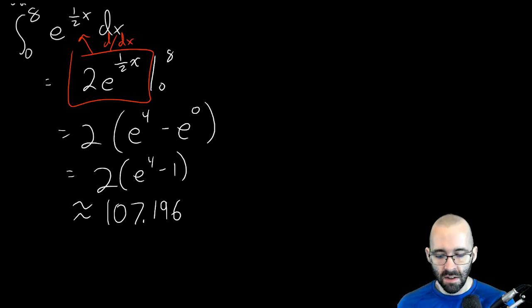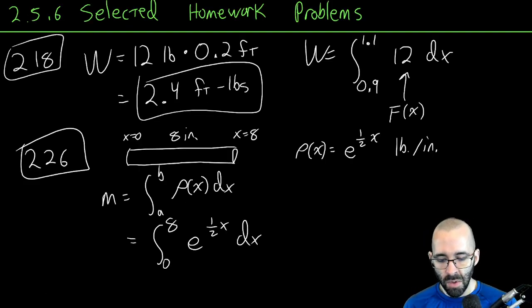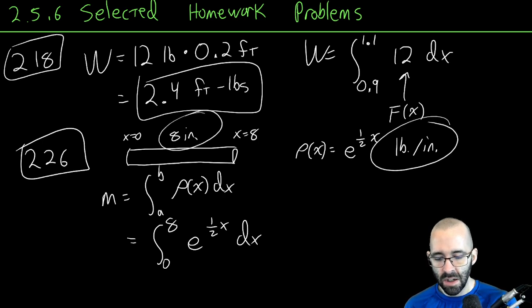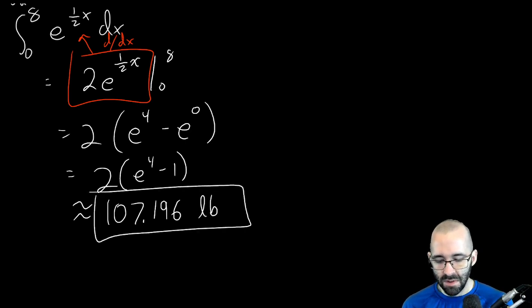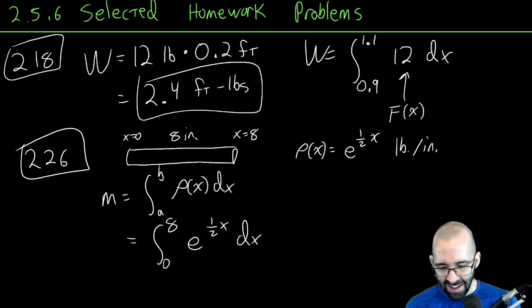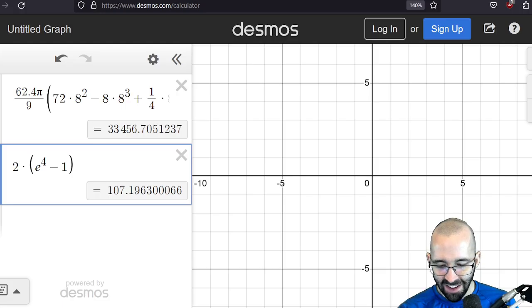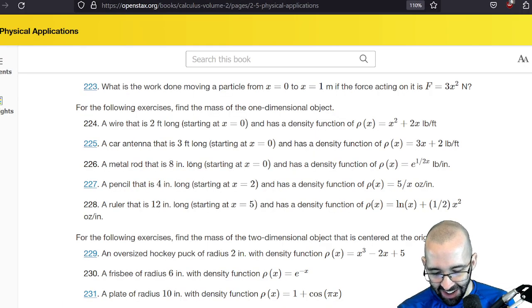What are our units here? It's mass, and we're multiplying inches times pounds per inch. So I guess it's not technically mass, it's weight. 107 pounds. Wait, what? That 8-inch rod is over 100 pounds? I don't know if this is me making a mistake or this textbook being wacky. Hold up. 8-inch long has that density function. Is it supposed to be e to the 1? Is the x supposed to be in the denominator maybe?